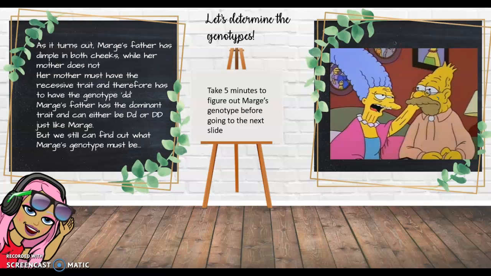Looking at Marge's parents, her father has dimples and her mother does not. So her mother obviously has the recessive trait and therefore has to have two small d's. And then her father can either be heterozygous or homozygous dominant, just like Marge. So we don't know what Marge is, but we can still find out by knowing the possibilities. Just looking at her parents, we know what hers can be. So here you're going to take 5 minutes to figure out Marge's genotype before going on to the next slide.